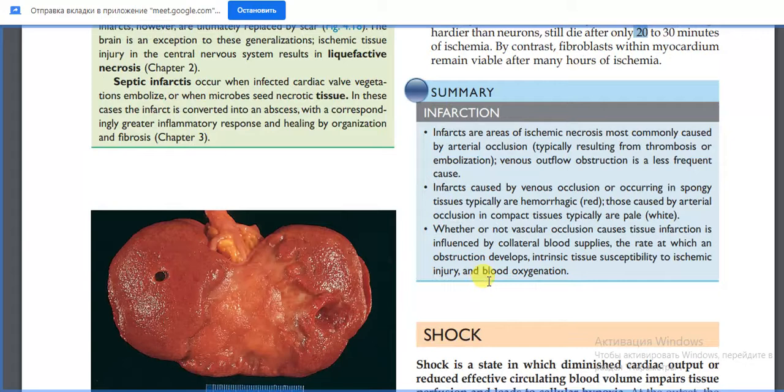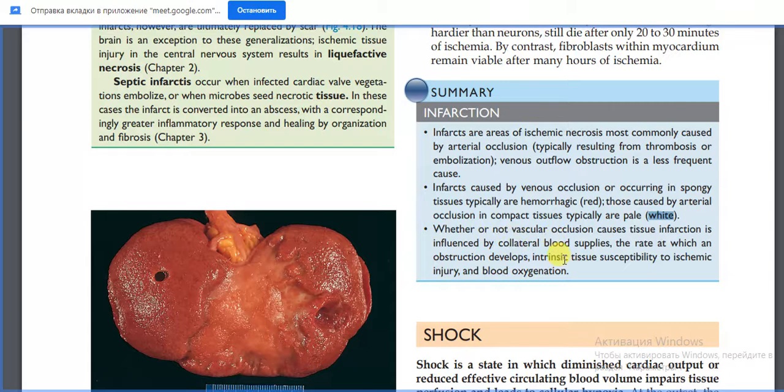So, in summary, infarcts are areas of ischemic necrosis most commonly caused by arterial occlusion, typically resulting from thrombosis or embolization. Venous outflow obstruction is a less frequent cause, and it is usually followed by red infarction. Infarcts caused by venous occlusion or occurring in spongy tissues typically are hemorrhagic red infarctions. Those caused by arterial occlusion in compact tissues typically are pale, known as white infarction. Whether or not vascular occlusion causes tissue infarction is influenced by collateral blood supplies, the rate at which an obstruction develops, intrinsic tissue susceptibility to ischemic injury, and blood oxygenation.